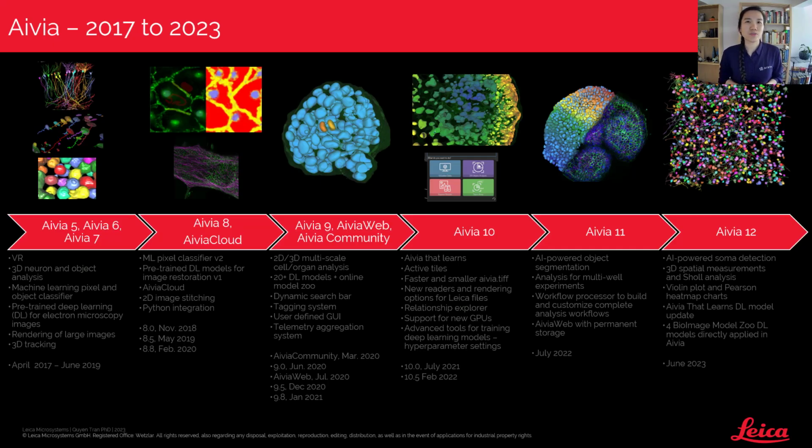A brief look at the history of Aivia for those who are unfamiliar with our software. Aivia started in 2017 with Aivia 5 as it was built on a pre-existing software. Since then, we've had a number of releases that introduce tools for neuroscientists, cell biologists, cancer biologists, and developmental biologists. We've also incorporated several AI components, such as the pixel classifier, object classifier, and deep learning into Aivia. Today, I'll be introducing you to a few more tools in Aivia.